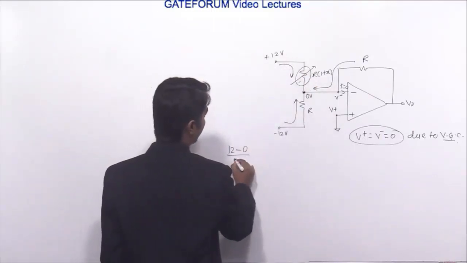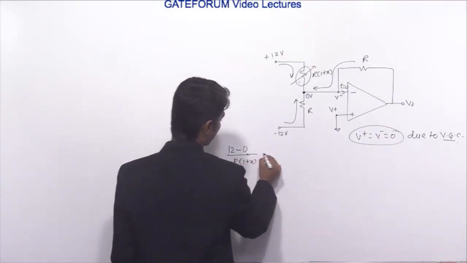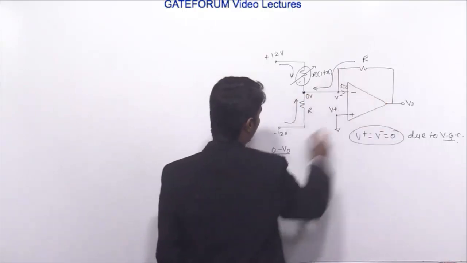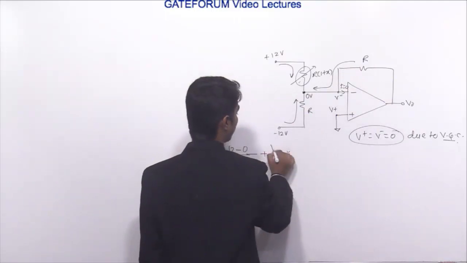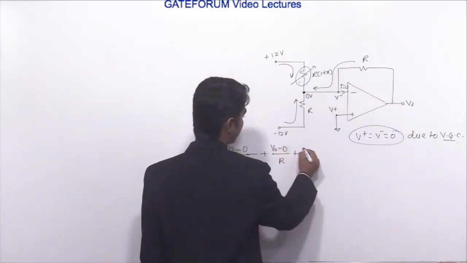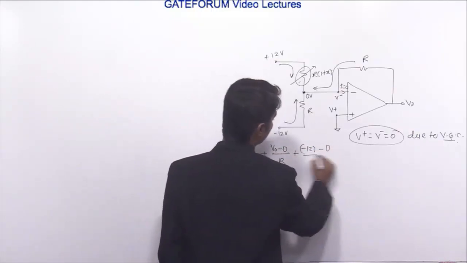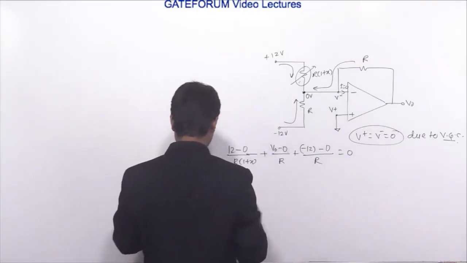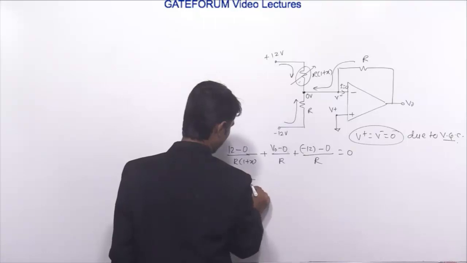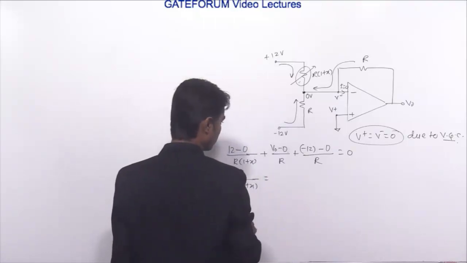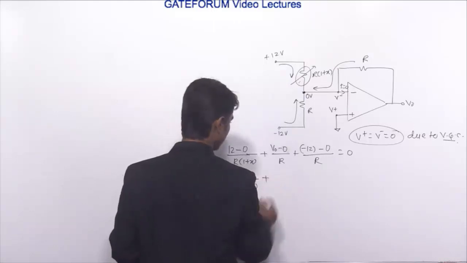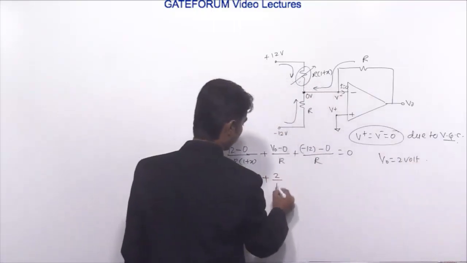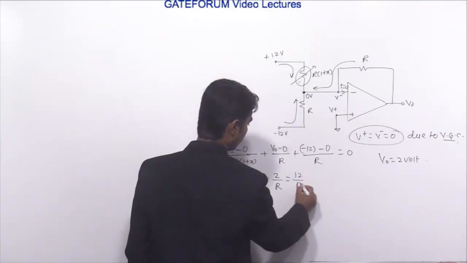12 minus 0 divided by R(1 plus X) plus V0 minus 0 by R plus minus 12 minus 0 by R equals 0. By solving it, it will be 12 by R(1 plus X) plus V0, which is 2 volt given to you, so it will be 2 by R, and this will be minus 12 by R.